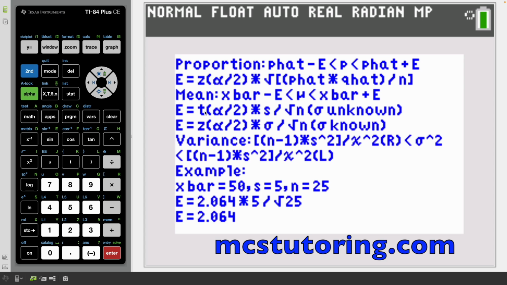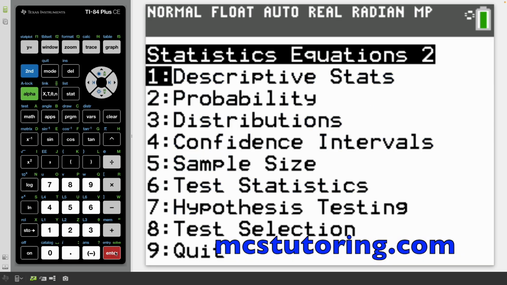Error is, now this is the t test statistic, t alpha over 2 times s divided by square root of n, where sigma is unknown. So there's just 2 examples here: sigma is unknown and sigma is known. Variance gives you the equation for that. Example, x bar is 50, s equals 5, n equals 25. It gives you the calculation for the E. The rest of the stuff is going to be given to you, like the p hat, typically, and then the x bar. Let's go on.